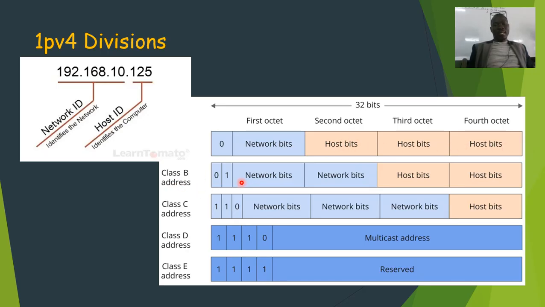If it's a class B network, the first two octets are basically for the network, and then the last two are for the host. Suppose it's a class C network, it means the first 3 octets are reserved for the network, and then only 1 octet is reserved for the host. So this is basically what we shall be handling in this video.